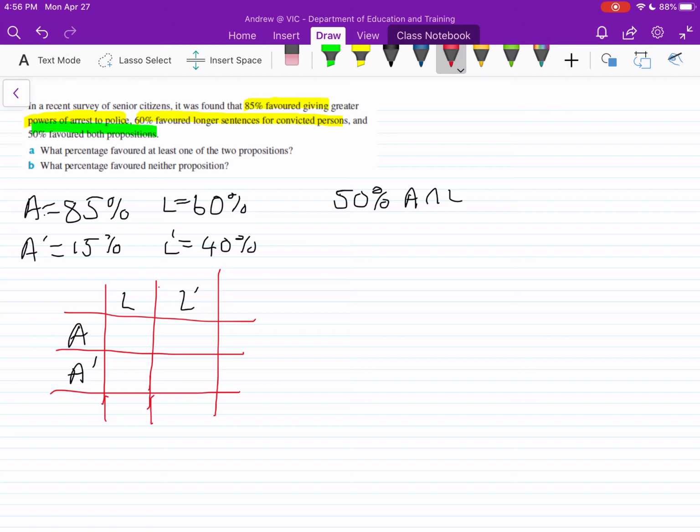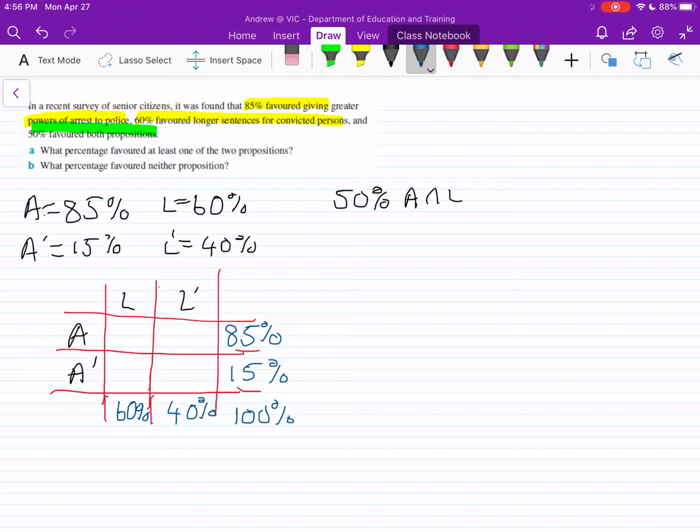And remember, you do your totals at the end of the column. So with this one, 85% favoured arrests, so arrests over here is 85%. 60% favoured longer sentences, so 60% goes down here. Just remember, it has to equal 100% at the end, and that's how we worked out what these other values are. So not arrest has got to equal 15%, and this here has got to equal 40.